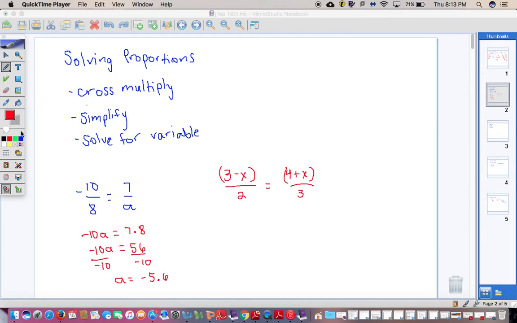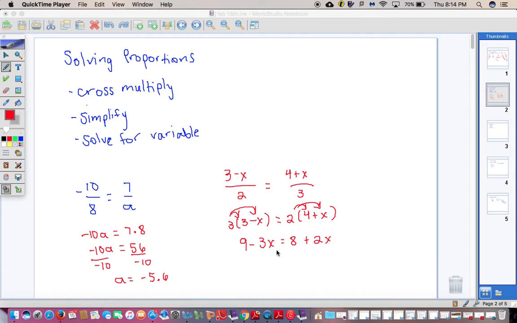4 plus x divided by 3. Okay, and you don't actually have these parentheses usually given around here, but when we cross multiply, we need to make sure that we include them. The reason is so that we distribute. So we want to say this is 3 times (3 minus x), which is equal to 2 times (4 plus x). And when we distribute, we know to distribute now because we have these parentheses. So that would be 9 minus 3x, which equals 8 plus 2x.